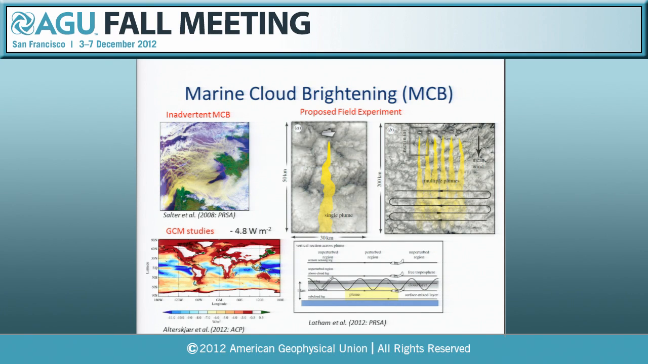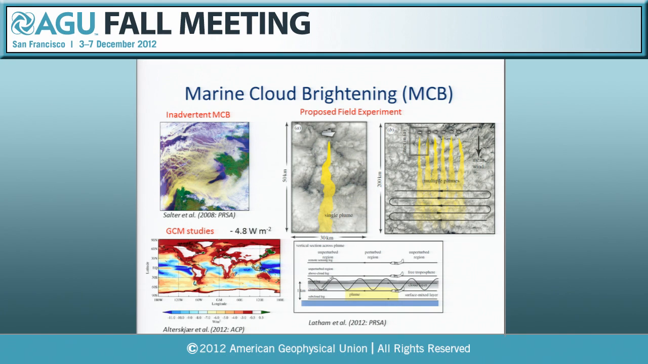So just an overview first of marine cloud brightening. We know that the aerosol indirect effect, which this is based on, actually works. We see that from satellite pictures that show these ship tracks. Of course, this doesn't happen every day, but when the clouds are susceptible, we see these very strong signals over the oceans. And the question is, can we deliberately produce something similar to this?